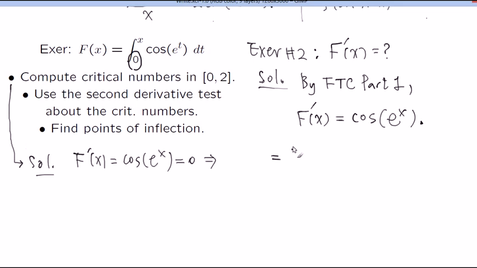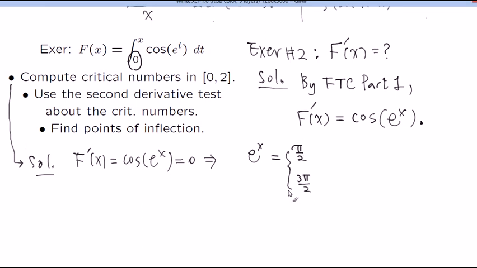Pi over 2, correct? One more? 3 pi over 2. Those are the 90 degree and 270 degree. The x coordinate there on the unit circle is 0. That's why cosine is 0. But what is this equal to? Is e to the x inside the cosine x, right? That e to the x must be this angle.